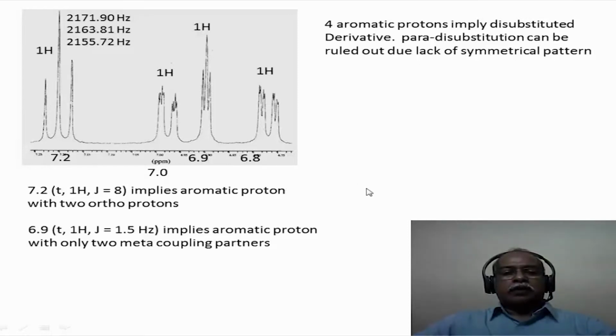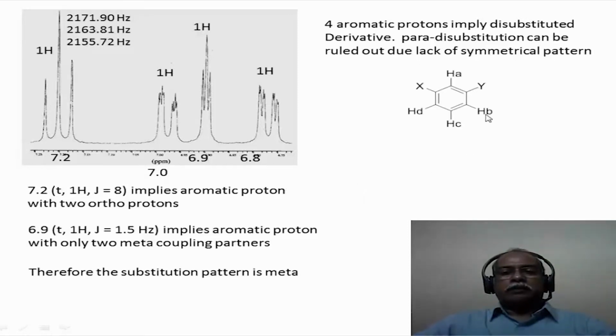Such a pattern is possible only with a substitution pattern of this type, where you have HC, which has 2 ortho coupling partners, and HA, which has 2 meta coupling partners. The couplings HCD and HCB are equivalent because they are ortho couplings. Similarly, HAD and HAB would also be identical, making this a triplet. So HA is this hydrogen here, and HC is this hydrogen. HB would be a doublet of doublets.